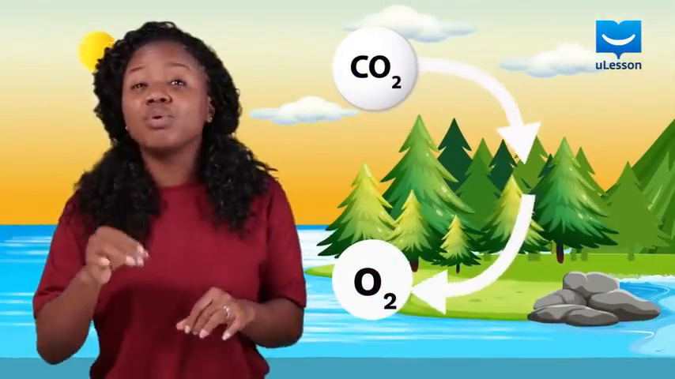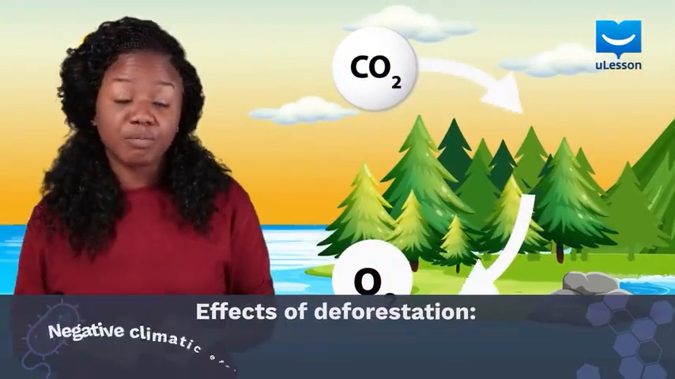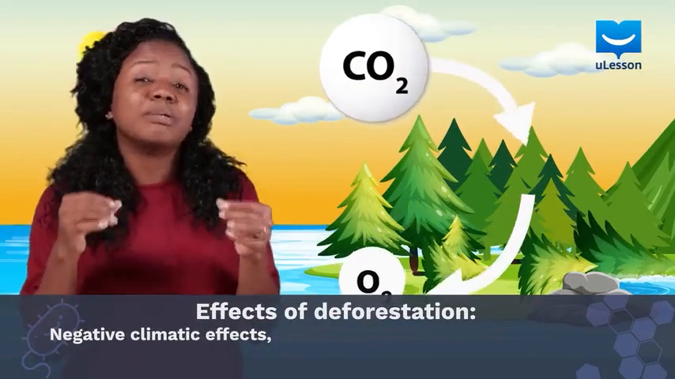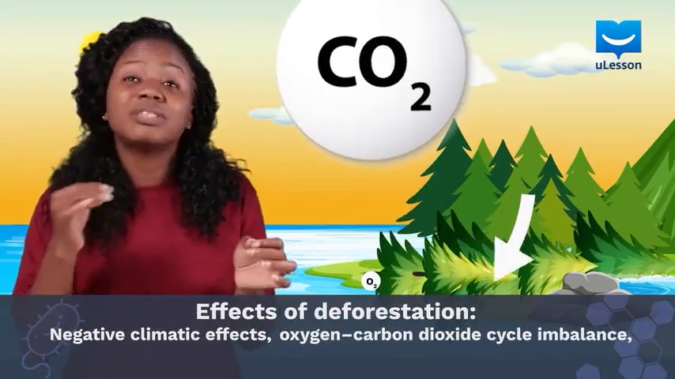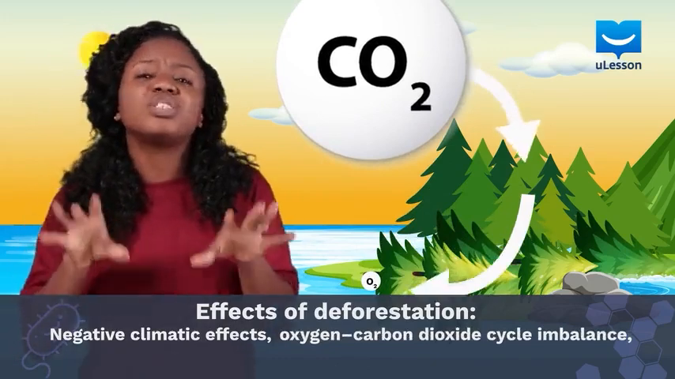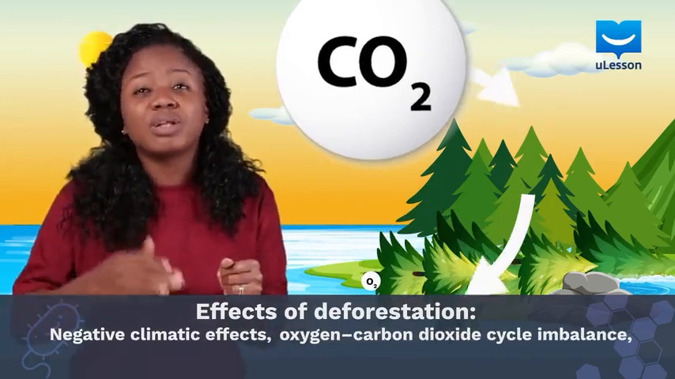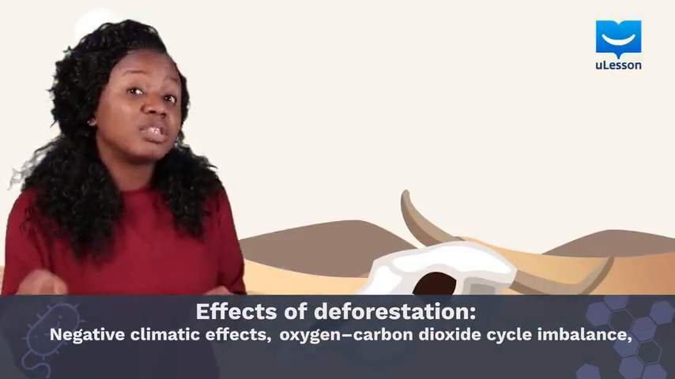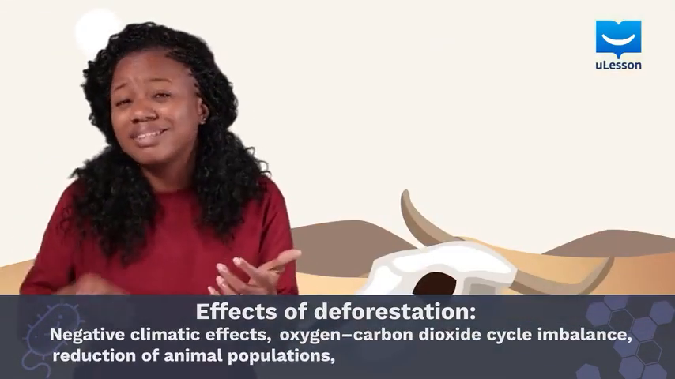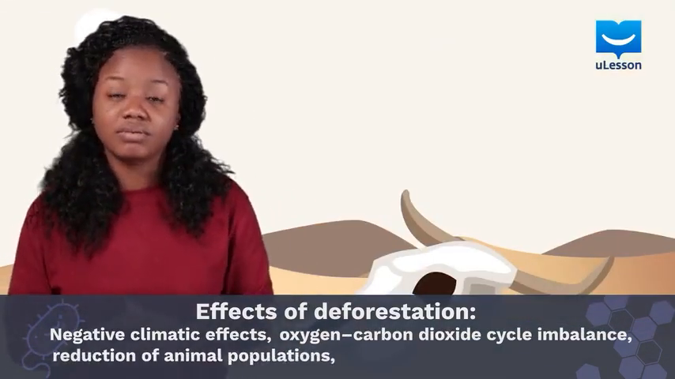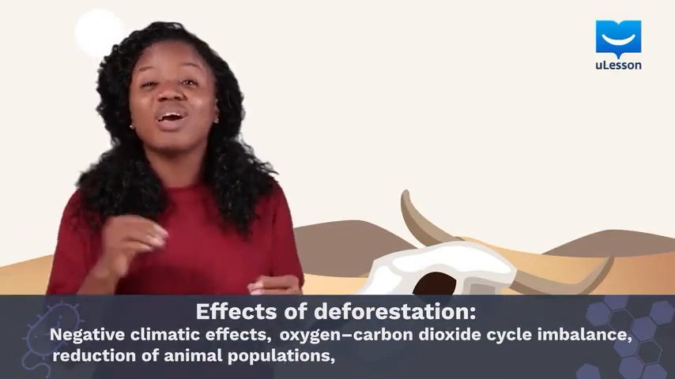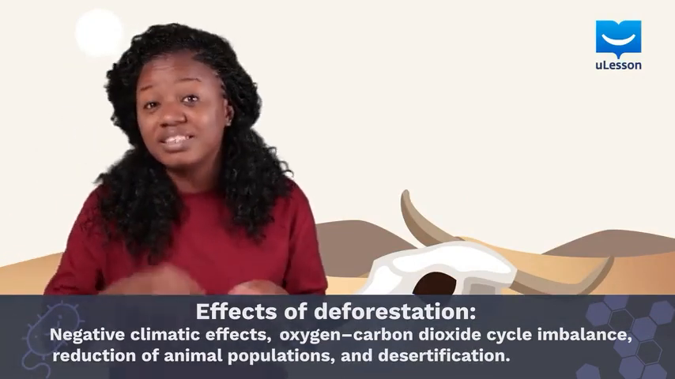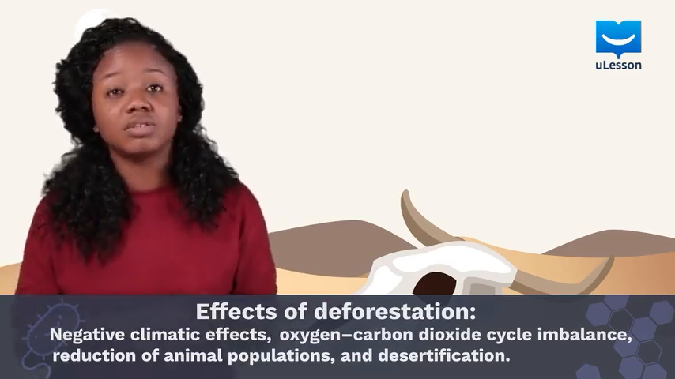Because plants play a role in taking out carbon dioxide from the atmosphere, pulling trees down at such a large scale causes an imbalance in the oxygen-carbon dioxide cycles, and when these trees are burnt, the pollution further worsens this imbalance. The animals dependent on these forests also face extinction as their habitats are destroyed. Deforestation also encourages desertification, or the formation of deserts in areas that previously had vegetation.